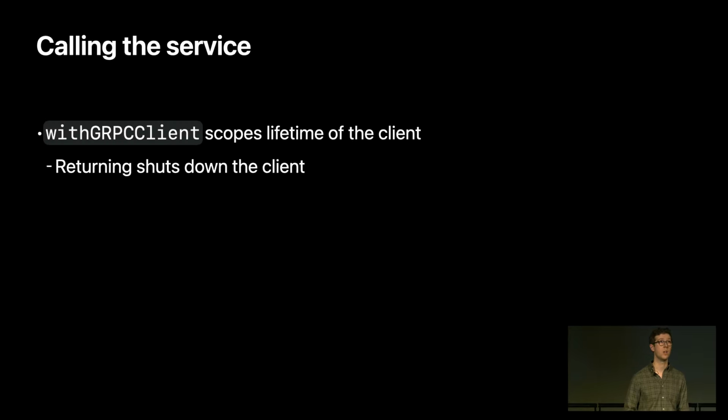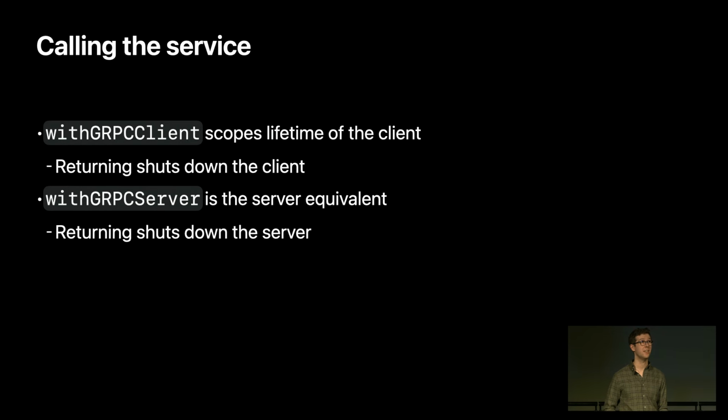One difference between these examples is the use of the with gRPC client function. The scope of the closure denotes the lifecycle of the client, so when the closure returns, the client will begin shutting down, letting existing RPCs run to completion, but stopping new ones from being created. The function will only return once the client has completed shutting down. The equivalent server function has the same semantics. It begins shutting down when the closure returns, and the function returns once the server has finished shutting down.